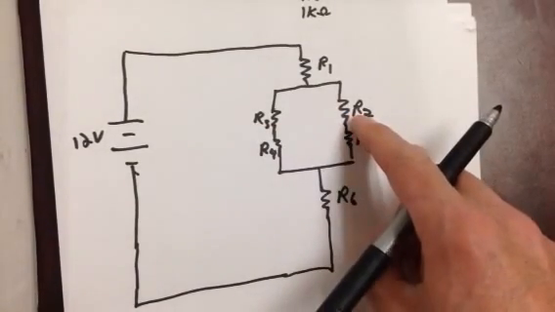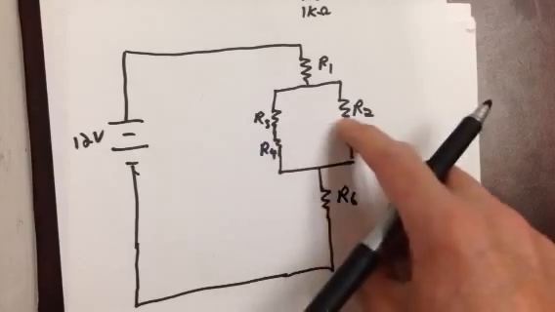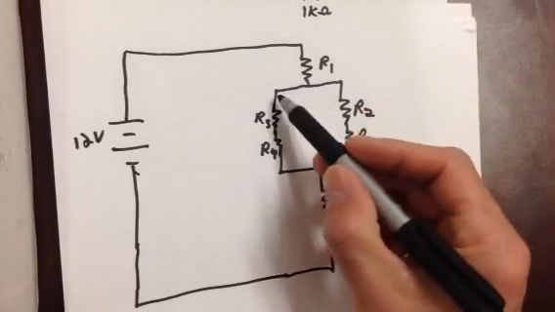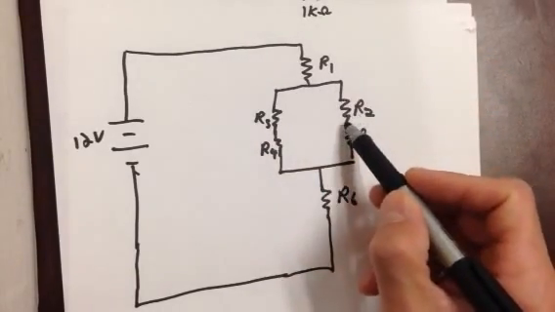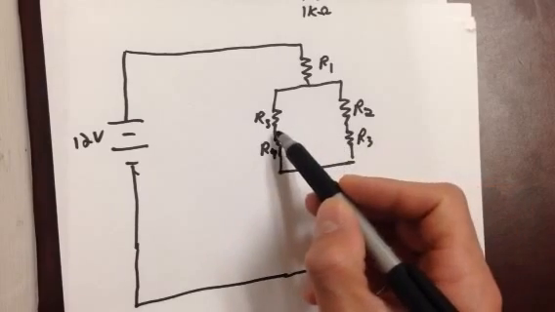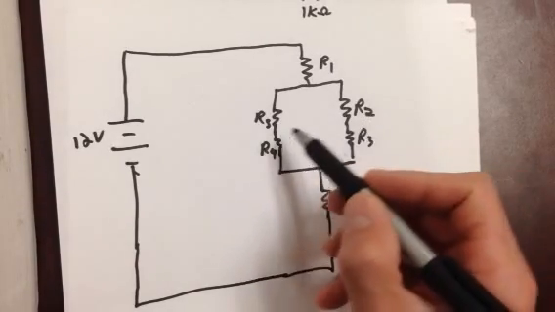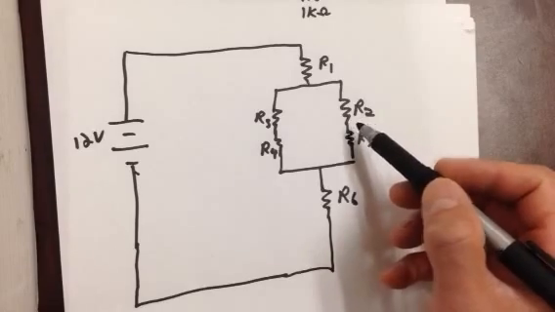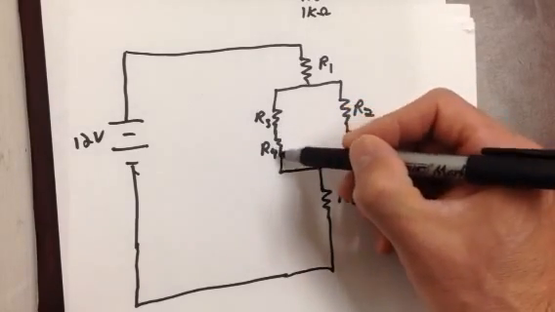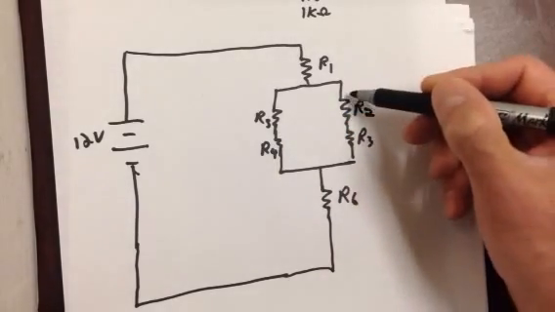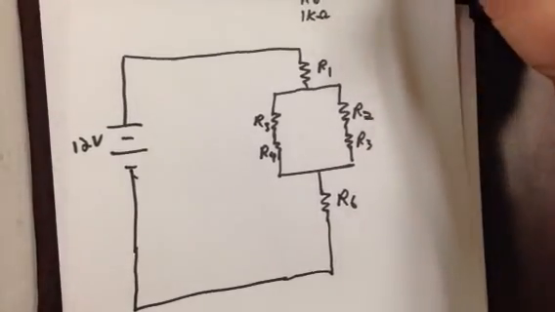R5 is in a sense parallel to R2, but it's not directly parallel because even though one end of the resistors are connected, the other end of those resistors are not directly connected. So I can't combine R5 and R2 as if they're truly in parallel. However, R5 and R4 are truly in series. R2 and R3 are also truly in series.